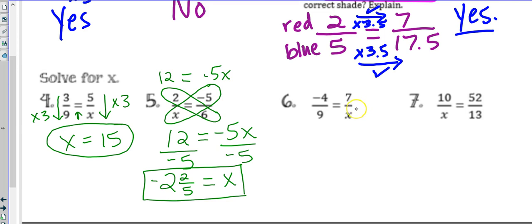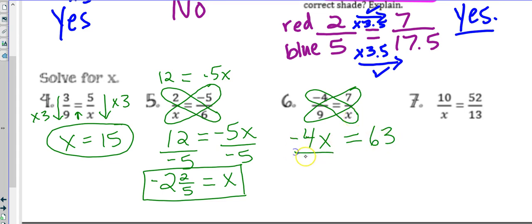So my first cross product here, I don't know my value for x, so the cross product is -4x. And then I know that that's going to be equal to 9 times 7, which is 63. To solve for x, I know -4 times some number is equal to 63. So I have an equation now, so I'm going to divide both sides by -4.